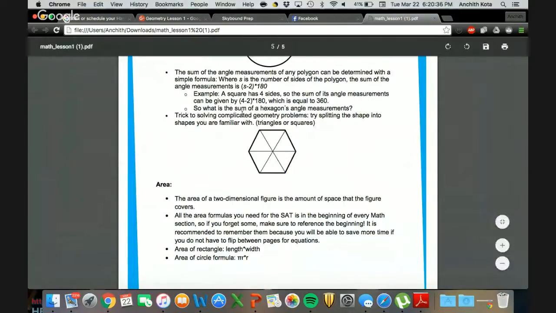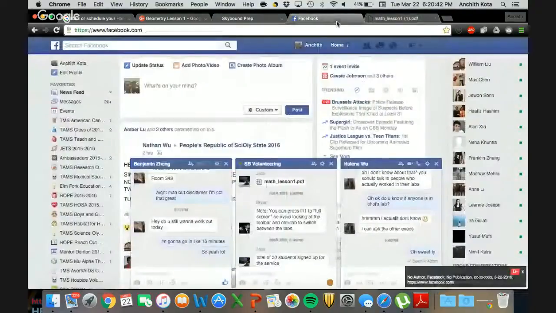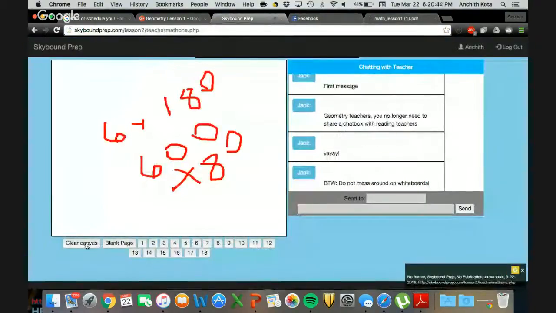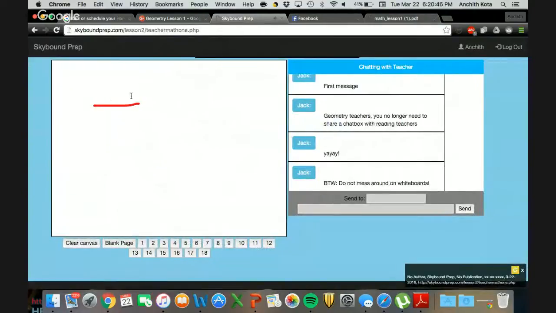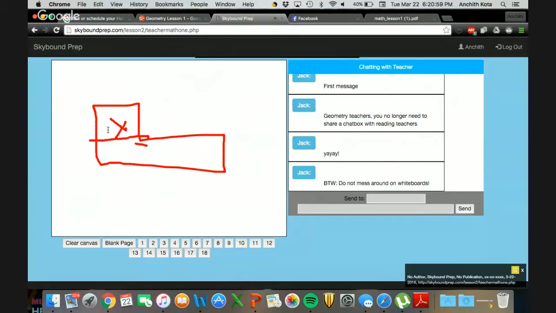So a good way to solve more complicated problems, so if you have like a hexagon, is to try to split the shape up into shapes that are easier to use. So let's go over here. Let's say that one of the problems is, you have a lawn that looks sort of like this, and you have to figure out the area. Now I can't calculate this just by itself. So what I can do is split this up into a square like that, and then a rectangle like that, and I can calculate the areas of these individually and then add them together.